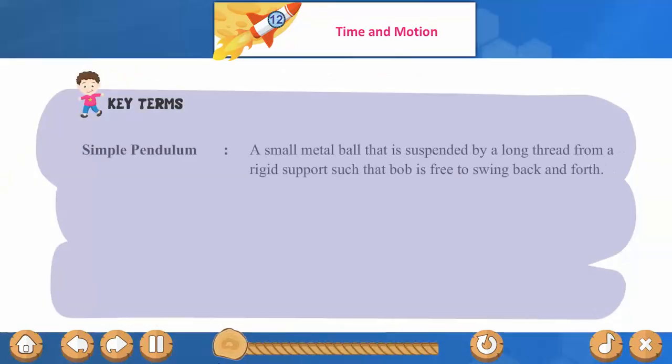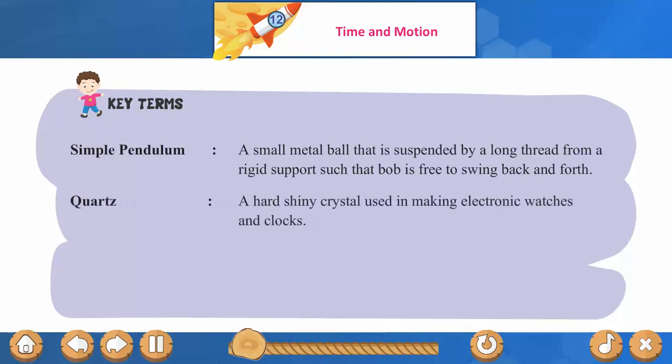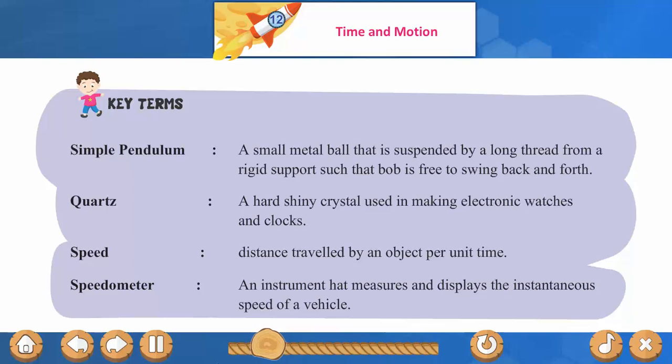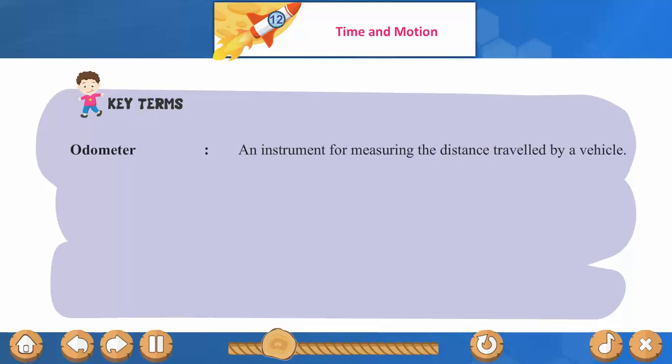Key terms. Simple pendulum: a small metal ball that is suspended by a long thread from a rigid support such that the bob is free to swing back and forth. Quartz: a hard shiny crystal used in making electronic watches and clocks. Speed: distance travelled by an object per unit time. Speedometer: an instrument that measures and displays the instantaneous speed of a vehicle. Odometer: an instrument for measuring the distance travelled by a vehicle.